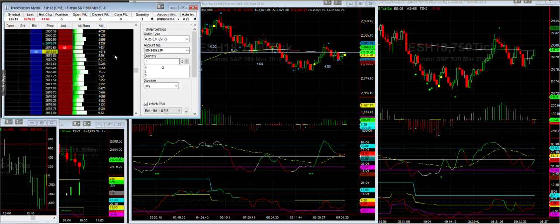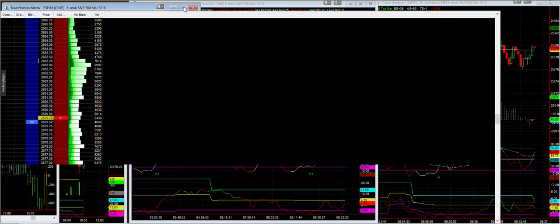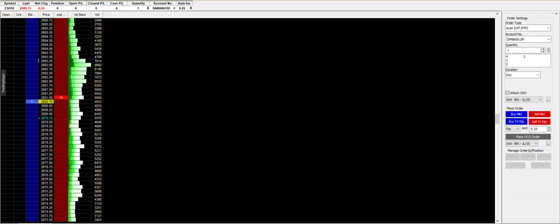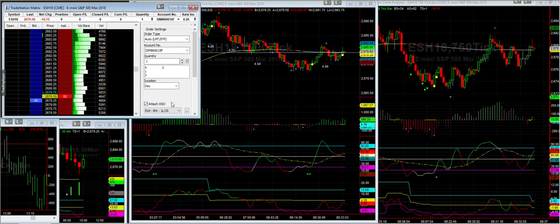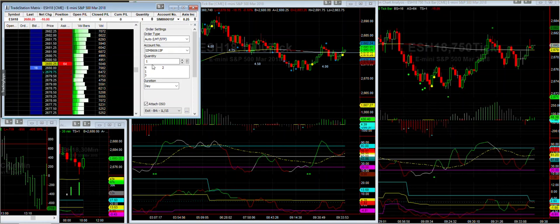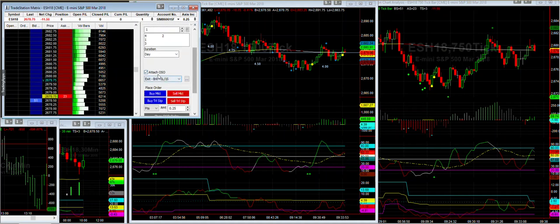And when we look at the matrix, we don't need that expanded like that. We want to look at the order entry box over here. And as we see, we can set it for the quantity of 1, 4, 2, 3, whatever. And when you set this, you can also set and attach OSO, that's order sends orders, so that you can set your limits with it.